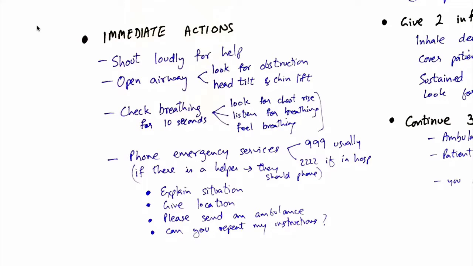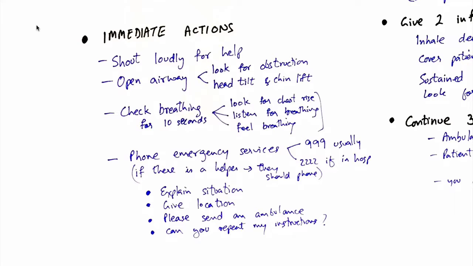Phone emergency services. Generally, speak loudly that I am dialing 999. This is the usual response. Sometimes if the scenario is inside the hospital, you can say 2222, but that's a very rare thing. If your scenario gives you a helper, like a nurse or any passerby, they should phone 999. If you are ringing 999, there are a few crucial pieces of information. First, explain the situation, give location, please send an ambulance, can you repeat my instructions? These are your immediate actions.